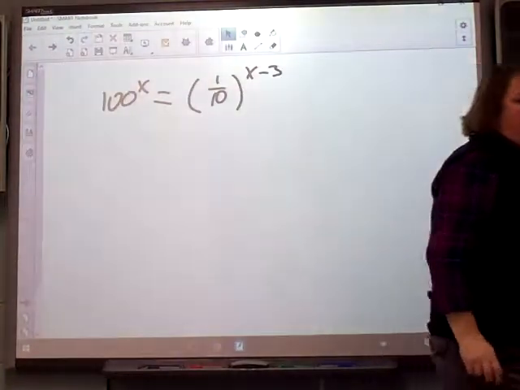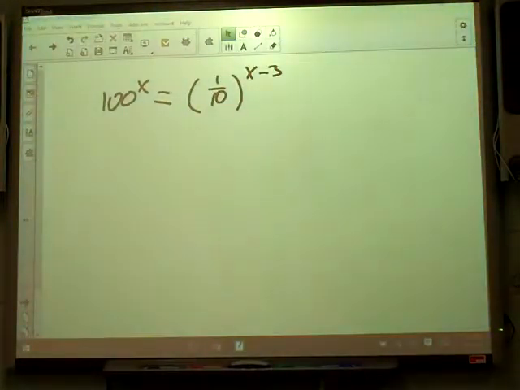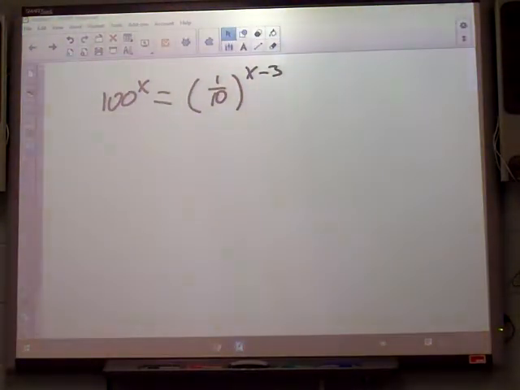All right, y'all be quiet. What we have here says 100 to the x power is equal to 1/10 to the x minus 3 power. So now we're actually solving for x. We're not just rewriting anything, we're solving for x. One of the very first things we started off with a while back was if the bases are the same, then the powers are the same.